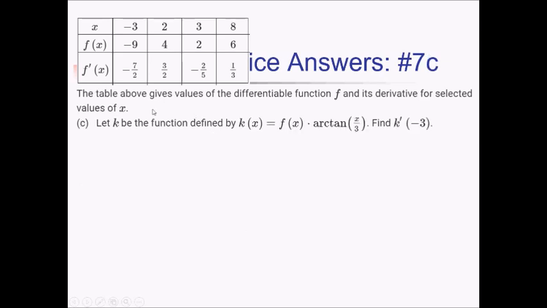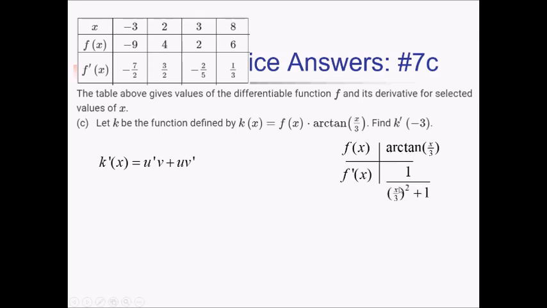For this last one, we've got k defined as f of x times arctan of x over 3, and we want k prime of negative 3. So I'm going to need the product rule to take the derivative of this product, so that's u prime v plus u v prime. Let me set up the box and ribbon for this again. So we've got factors of f of x and arctan of x over 3. Derivatives are going to be f prime of x, and derivative of arctan of something, because this is a chain rule, that's going to be 1 over something squared plus 1. But now the something is x over 3, so the derivative of that we're multiplying by is 1/3.